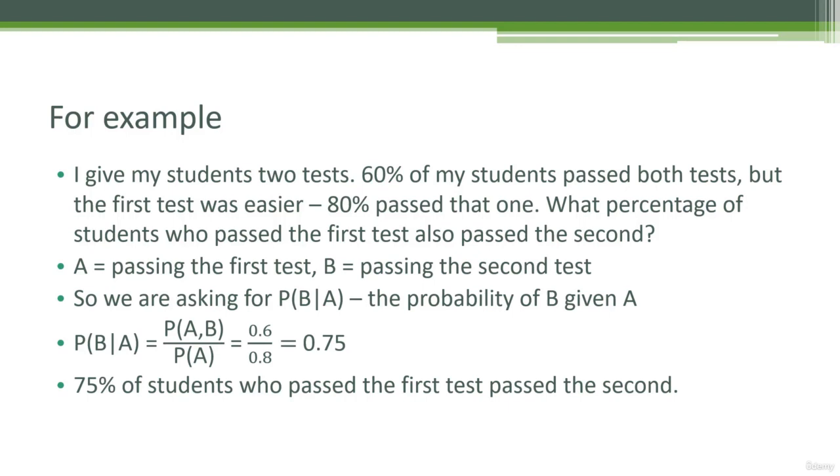And we can compute that using the equation that we just saw. P(B | A), the conditional probability of B given A, is equal to the non-conditional probability, P(A, B), which was 60%, over the probability of A, which is 80%. And if we do that division, we end up with 75%, and we can say that 75% is the conditional probability of passing the second test, given that you passed the first one.